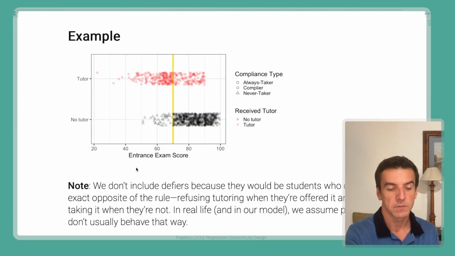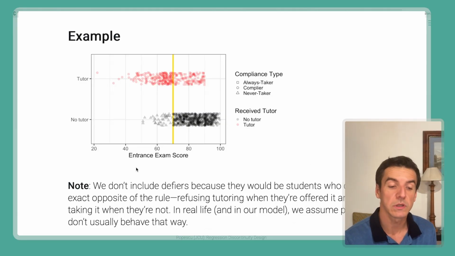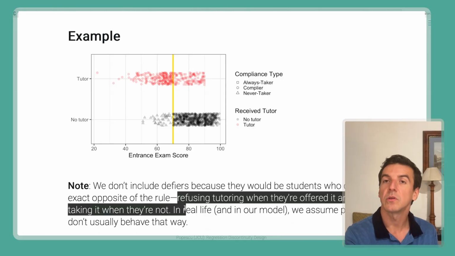One question you guys may have is, why don't we include defiers? So we don't include defiers because these would be students who do the exact opposite of the rule, right? So they refuse tutoring when they're offered, and they will take it when they're not. Of course, in real life, we assume that people don't usually behave this way.